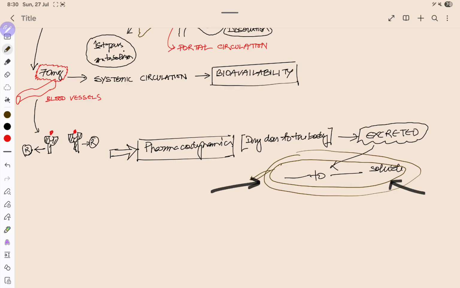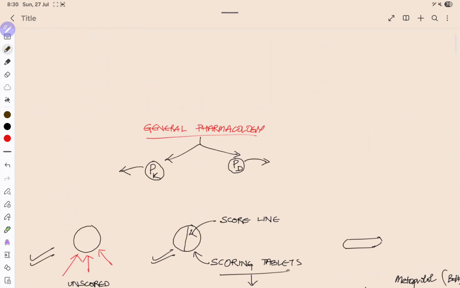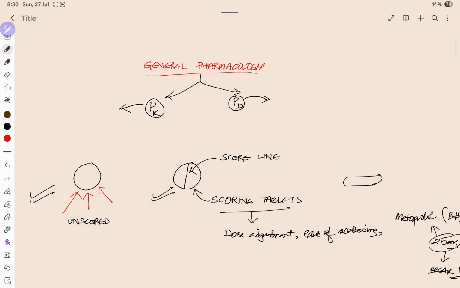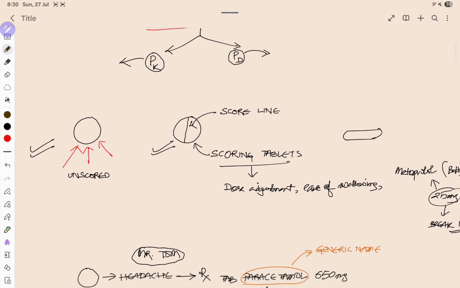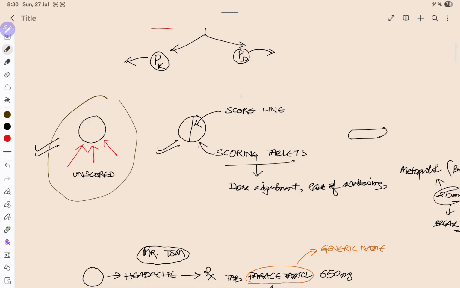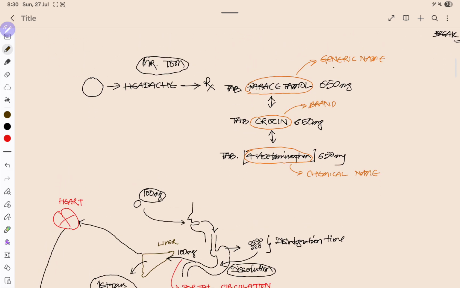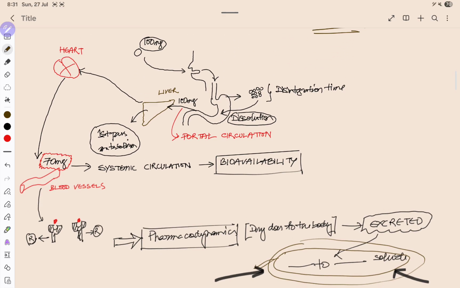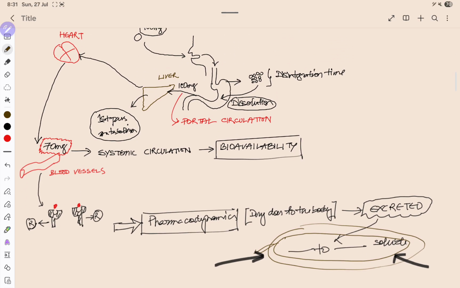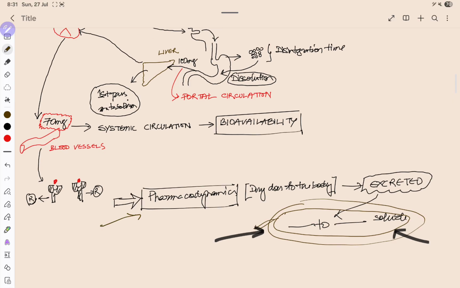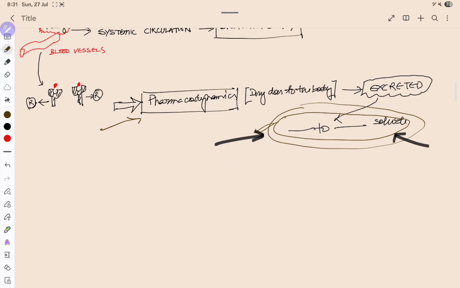In this previous class, we have had some general idea about what pharmacokinetics stands for and what pharmacodynamics means. We have known some concepts about unscored and scored tablets and some advantages of the scored tablets. Then the basic idea of generic names, brand names and chemical names, followed by a schematic diagram showing absorption and distribution and some part of pharmacodynamics. And we had left with this thing, something soluble to something soluble.